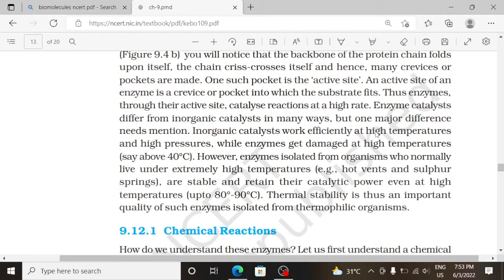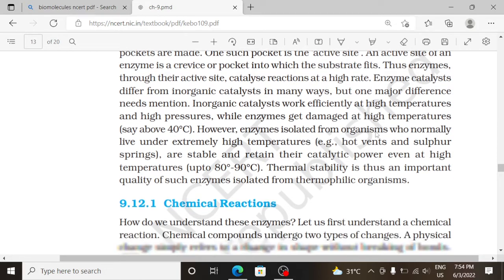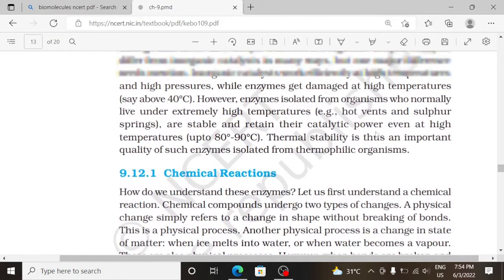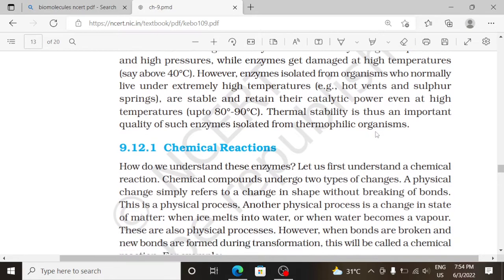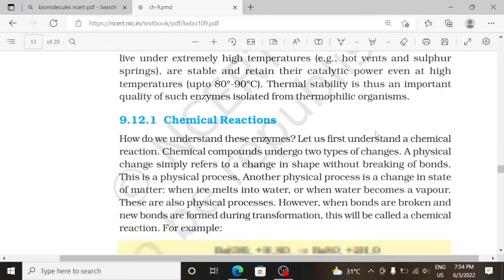Enzyme catalysts differ from inorganic catalysts in many ways, but one major difference needs mention. Inorganic catalysts work efficiently at high temperatures and high pressures, while enzymes get damaged at high temperatures, say above 40 degrees Celsius. However, enzymes isolated from organisms that normally live under extremely high temperatures, for example hot vents and sulfur springs, are stable and retain their catalytic power even at higher temperatures, up to 80 to 90 degrees Celsius. Thermal stability is thus an important quality of such enzymes isolated from thermophilic organisms.